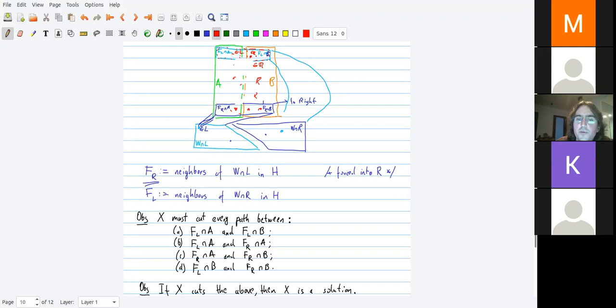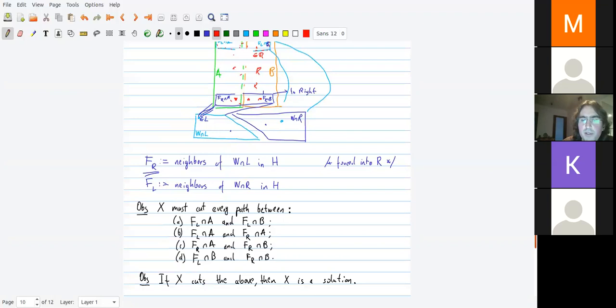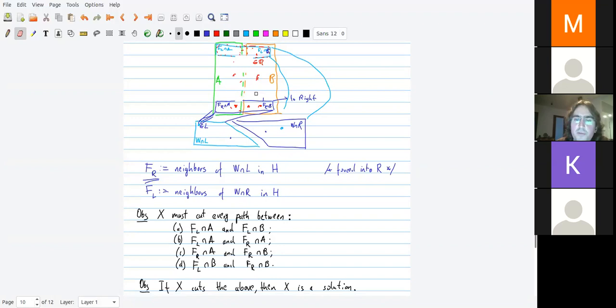And contrapositively, I claim that if my solution X actually cuts all the paths between those four pairs of sets, then X is a solution. Why so? Imagine that if it was not a solution, then there is an odd cycle in the graph. And this odd cycle needs to go through W, because in the graph H, after exclusion of W, there is no odd cycle there.